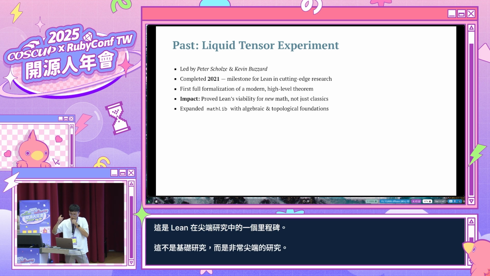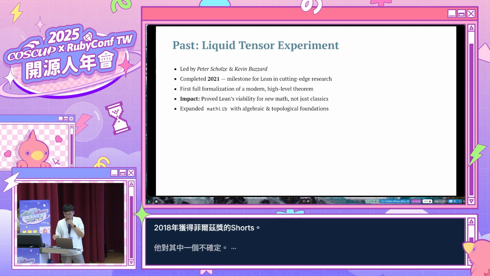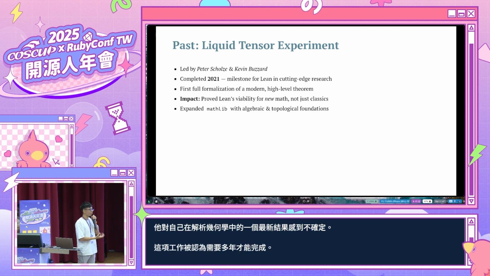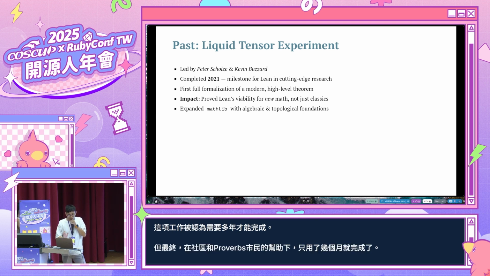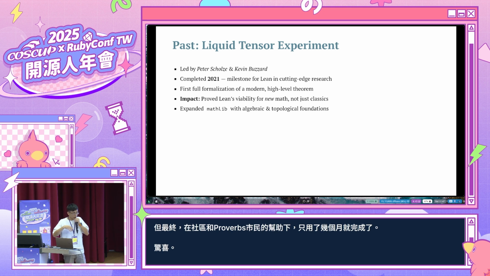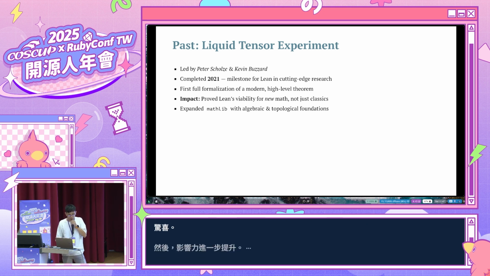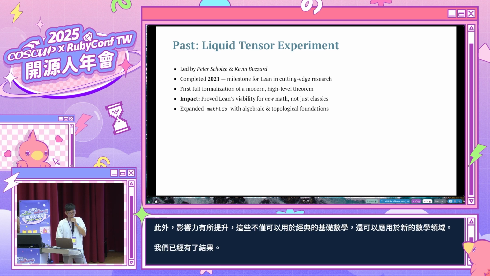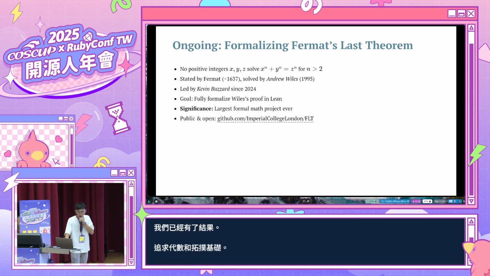So Scholze, who won the Fields Medal in 2018, was unsure about one of his latest results in analytic geometry. The work was thought to take years to complete. But finally, it took just a few months with the help of the community and the prover systems. Surprise. And the impact is that it proved these tools could be used on new math, not just classic elementary math. And we have the result that Mathlib is rich in algebraic and topological foundations. And what is ongoing? There's a group of researchers formalizing the famous Lesch theorem.